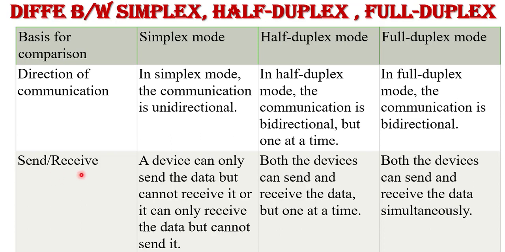Next, send or receive. In case of simplex, a device can only send data but cannot receive it, or a device can only receive data but cannot send it. In case of half duplex, both devices can send and receive data but not at the same time. In case of full duplex, both devices can send and receive data simultaneously.